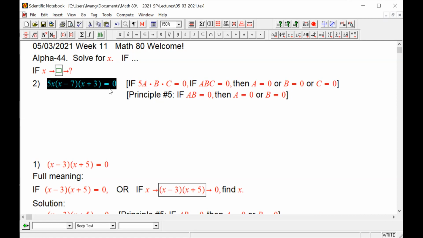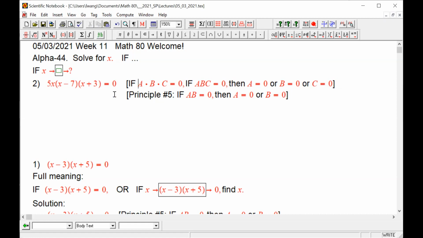Some people, however, would like to view 5x as a capital A. That is okay. Or you just simply ignore the 5. Why do we ignore the 5? Because 5 will never be 0. It doesn't play any role in making the product equal to 0.